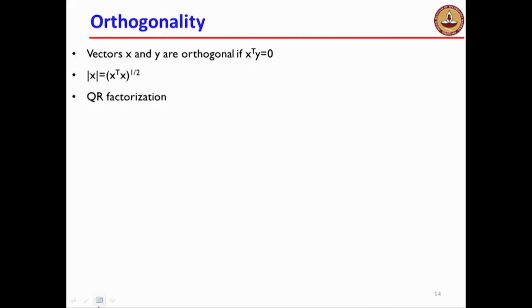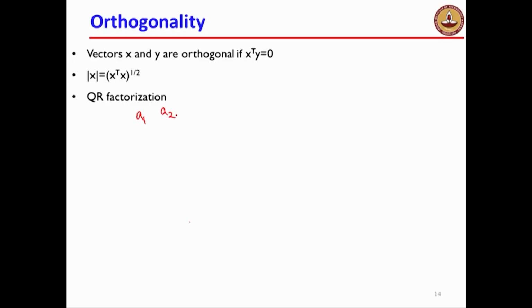Okay, so we saw one factorization of a matrix, which was the LU decomposition, which was useful for solving linear equations. Now there is another factorization of a matrix, which is what we will see now. Suppose I give you 2 vectors a1 and a2, right? And they could be pointing like this. This is a1 and this is a2, right? And my matrix A is a1, a2, right? Now I'm going to factorize this in a certain specific manner.